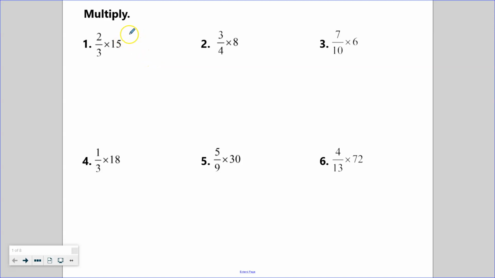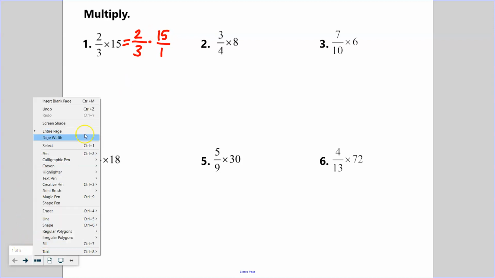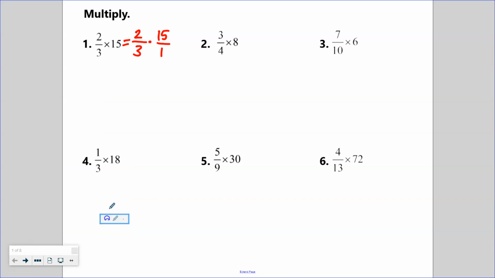And I want to remind you what this would look like if we made 15 into a fraction and we times 15 over 1, right? And then just another reminder for you, when we are multiplying two fractions, we can do some cross cancellation. We can also multiply 2 times 15 and 3 times 1 and then divide, right? And I'll show you that example as well.